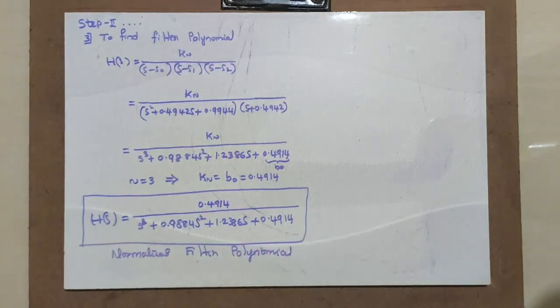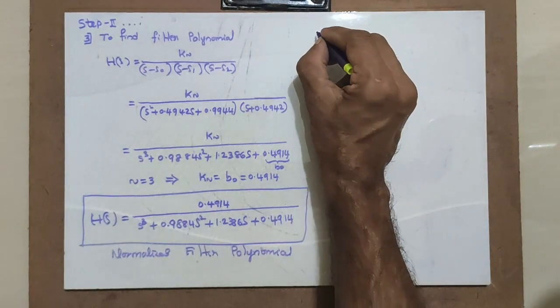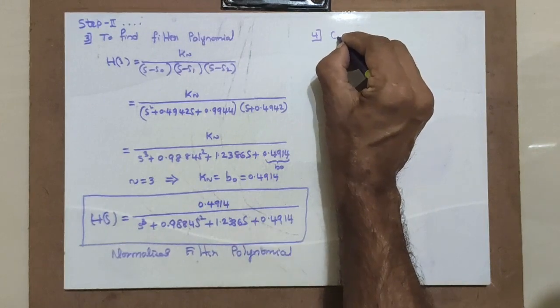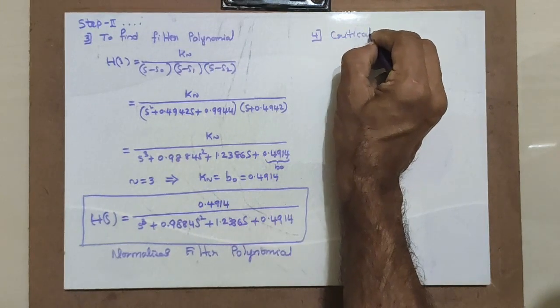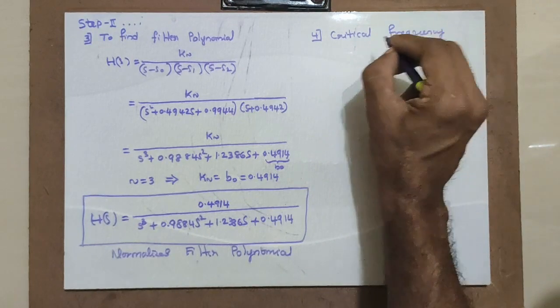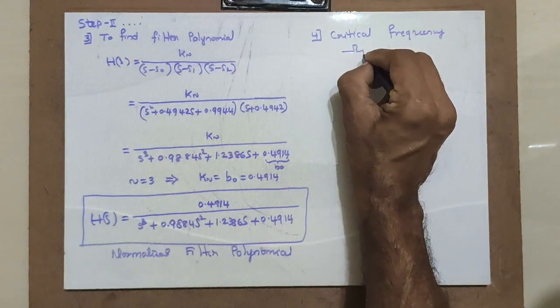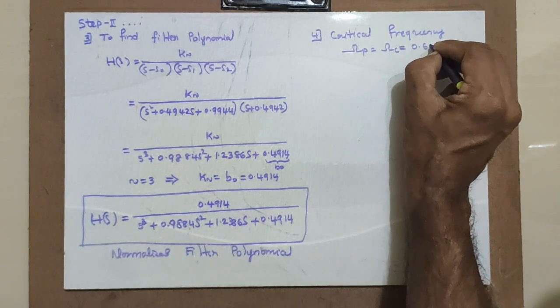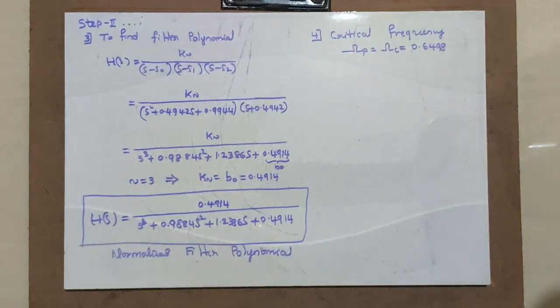Normalized filter polynomial. That is the third step. Now step 4. What is sub-step 4 in step 2? It is the critical frequency. He is finding out the critical frequency. You know that for the Chebyshev filter, omega p is equal to omega c, which you have already found: 0.6498. I shall not apply any formula here. You take it as 0.6498, the passband edge frequency.